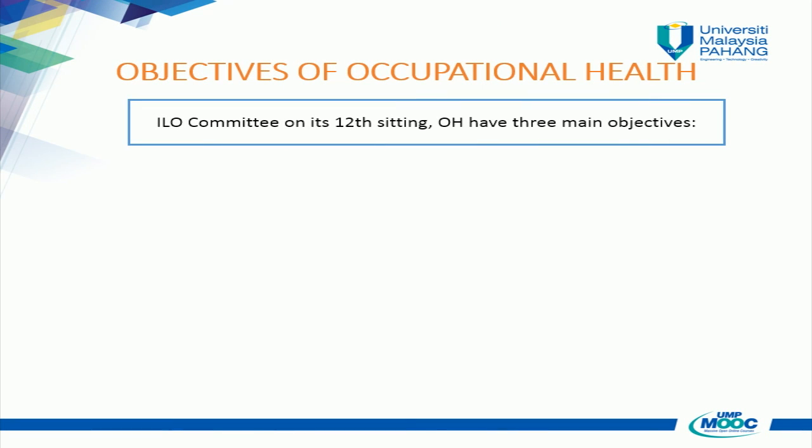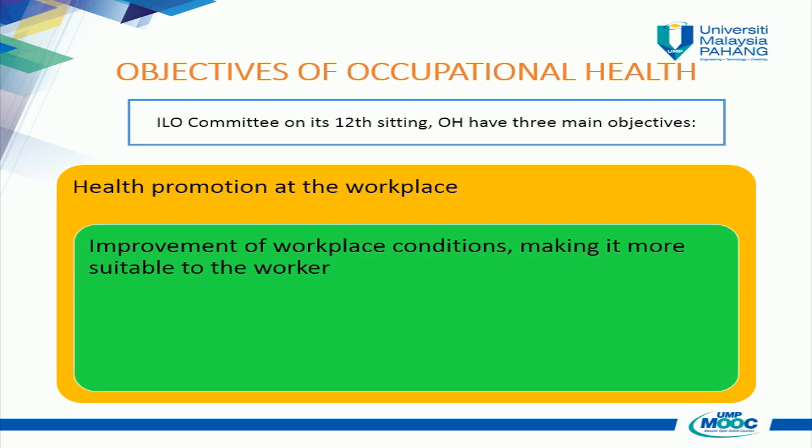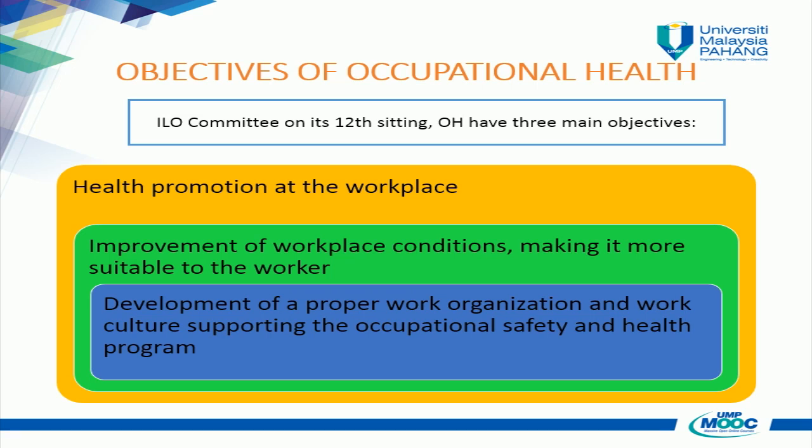In due course, according to the ILO Committee on its 12th sitting, occupational health has three main objectives, which are health promotion at the workplace, improvement of workplace conditions, making them more suitable to the worker, and the development of a proper work organization and work culture supporting the occupational safety and health programs.